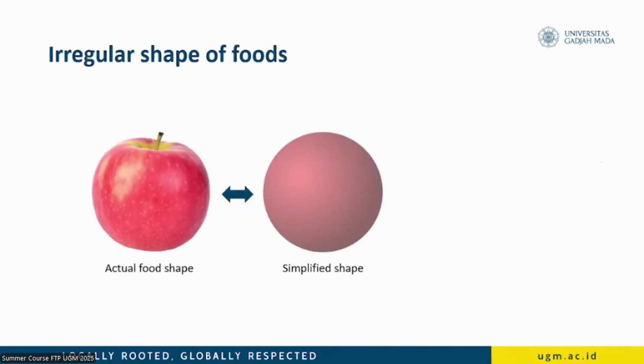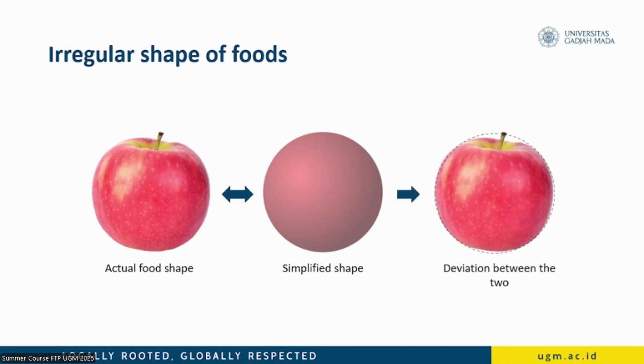Okay, also apple. It can be simplified with a sphere, a simplified shape of the apple. Yeah, okay, apple is almost a sphere, but it's not exactly the same. Deviations between the two exist. Okay, there are some gaps here, as you can see.